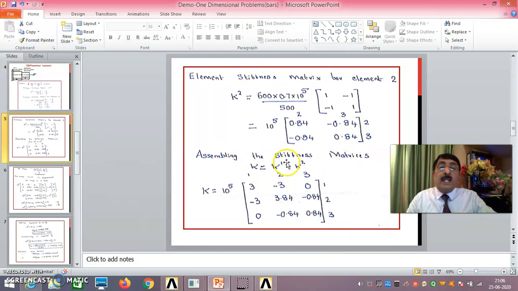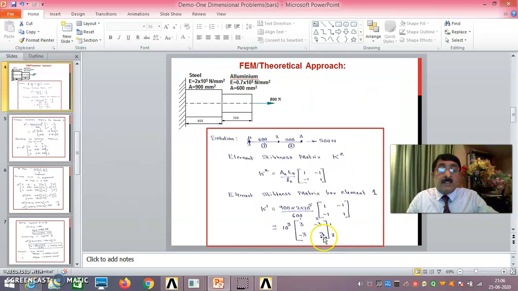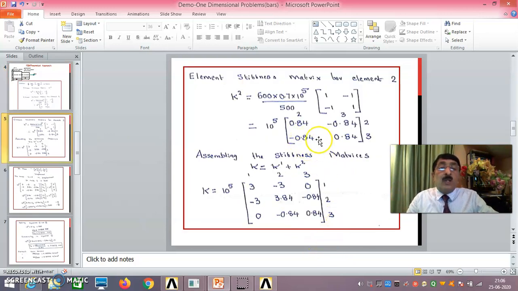Now we will combine the stiffness matrices. K equal to K1 plus K2. 10 to the power of 5 is common. First is 3, minus 3, minus 3. At the intersection of 2 and 2 there is 3 from the first element and 0.84 from the second, so 3.84, minus 0.84, minus 0.84, 0.84. That is 1, 2, 3, 1, 2, 3. This is the combined stiffness matrix you get.